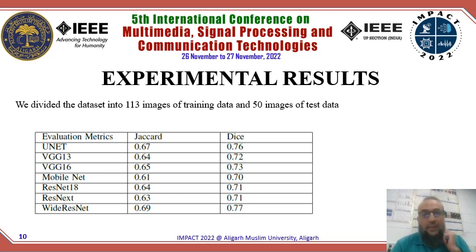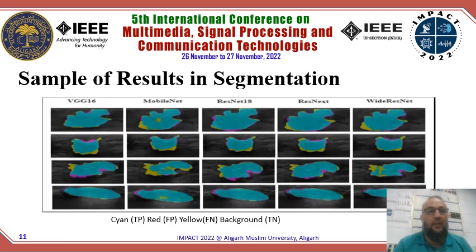After we get the segmented part, we train the model to learn the classification. This is a sample of the segmentation result for each model: VGG 16, MobileNet, and ResNext. The errors are shown with these colors: green means true positive, red means false positive, yellow means false negative, and the background is true negative.